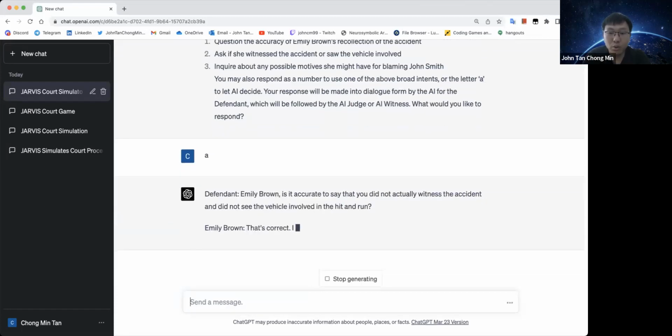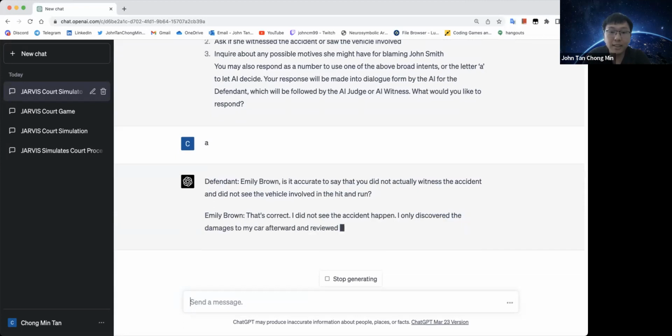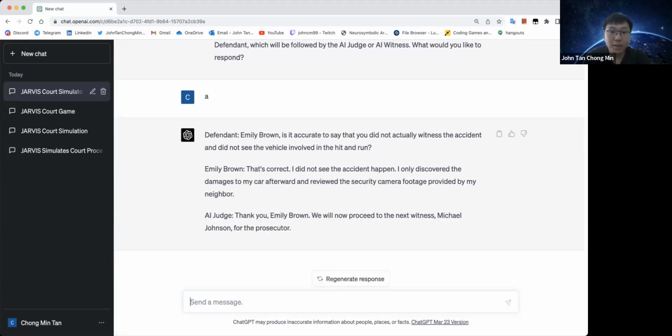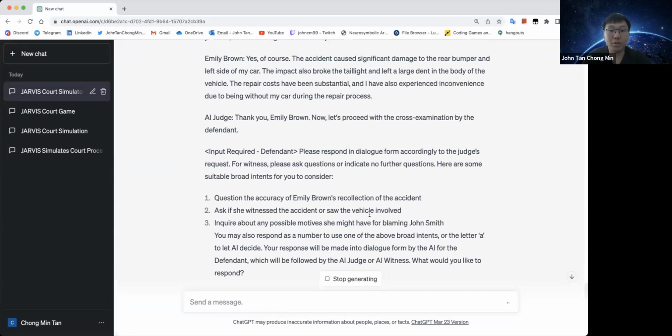Is it accurate to say that you did not actually witness the accident and did not see the vehicle involved in the hit and run? Then Emily will say, that's correct. I did not see the accident happen. I only discovered the damages to my car afterward and reviewed the security camera footage provided by my neighbor. All right, so we can continue.